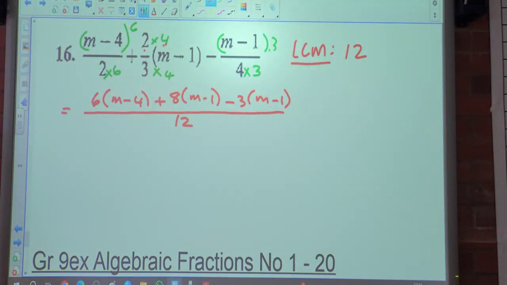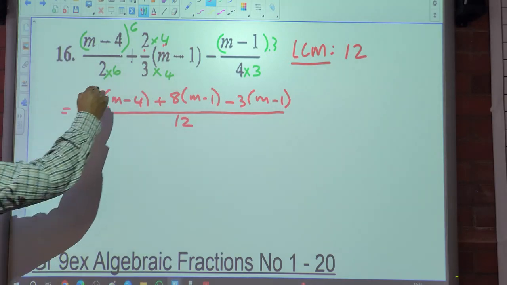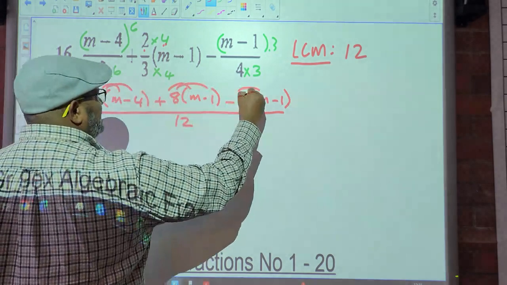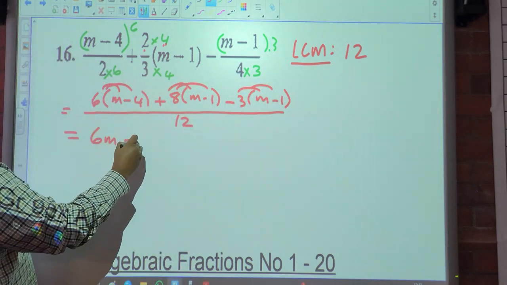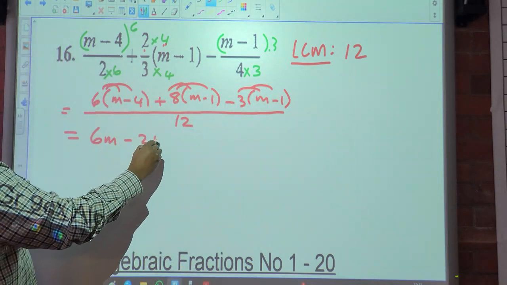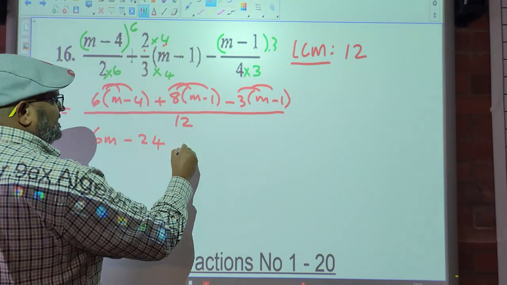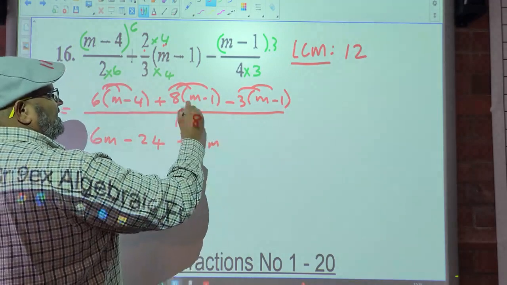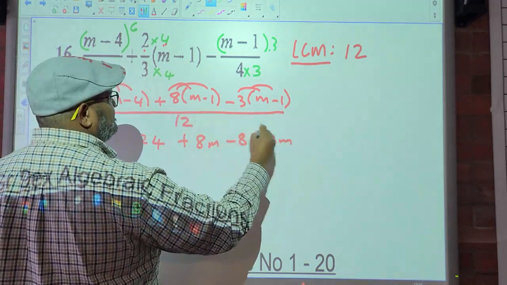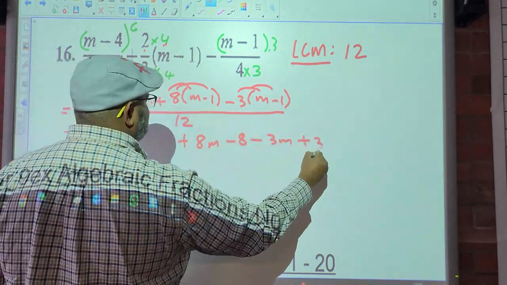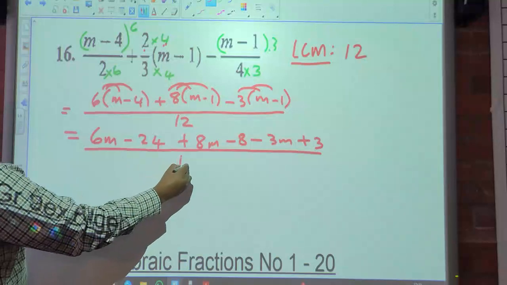So what do we do now? Get rid of the brackets. Why? So that we can add like terms. So 6 times m is 6m, 6 times negative 4 is negative 24, 8 times m is 8m, 8 times negative 1 is negative 8, negative 3 times m is negative 3m, negative 3 times negative 1 is positive 3. This is all over 12.